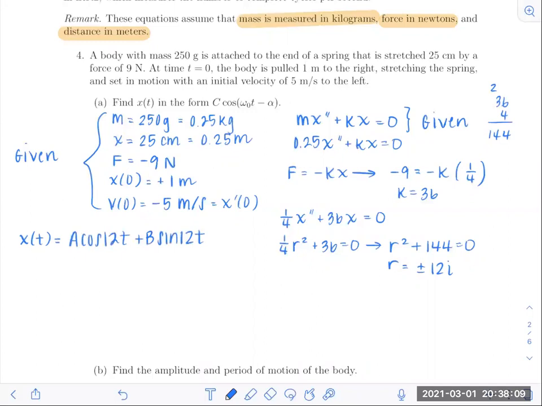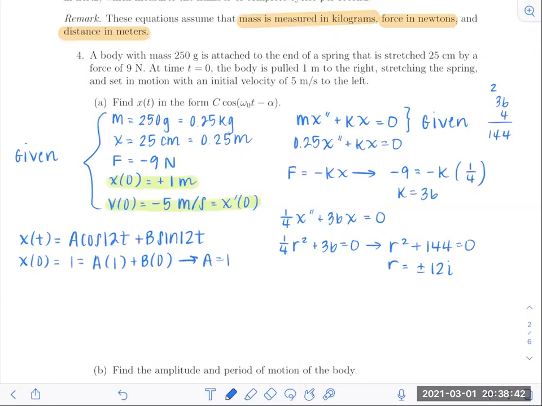All right, so next we would like to flush out what a and b are equal to using those two initial conditions. So I'll highlight those in green. We had x of 0 equals 1 and v of 0, which is x prime of 0, equals -5. So let's go ahead and impose x of 0 equals 1. That's going to give me a times 1 plus b times 0. So right there, I recover the fact that a equals 1.